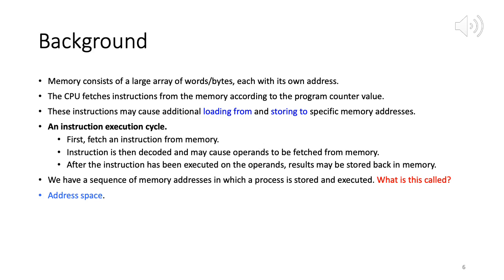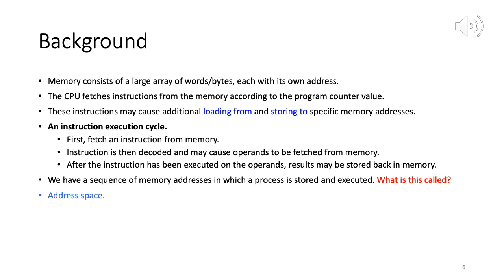Let's say first you load the instruction, and then if the operands are not in the instruction, that instruction may cause the operands to be loaded from the memory. Then after the instruction has been executed on the operands, the results may be stored back in memory. We talked about this in chapter 1 also. Instruction fetch cycle: fetch an instruction from memory, decode it, perhaps fetch the operands, execute the instruction, store back the results. Once again you have interaction happening between the memory and the CPU.